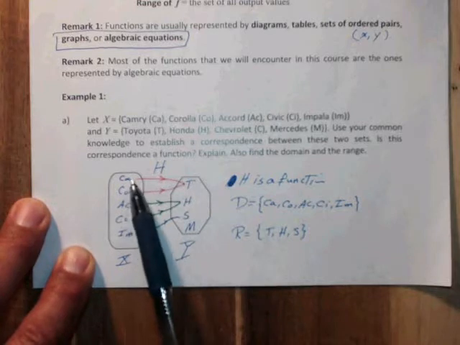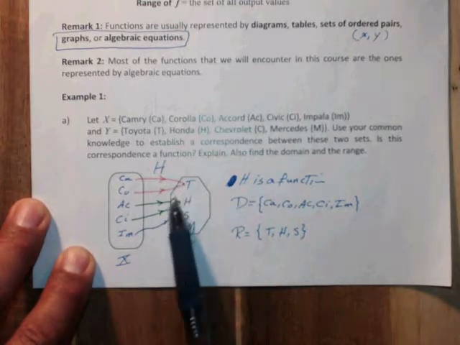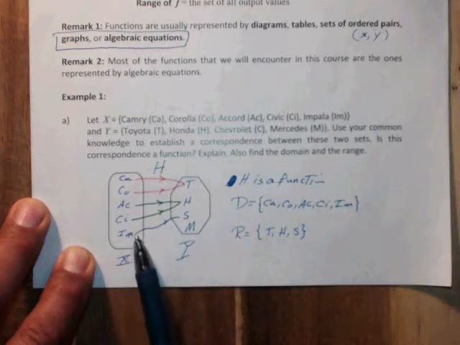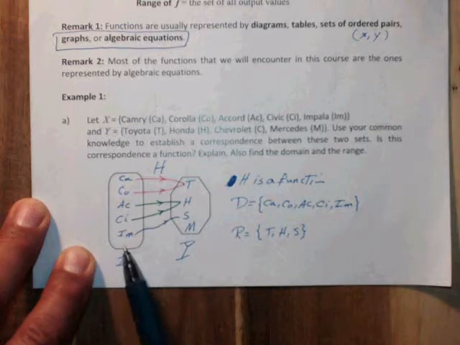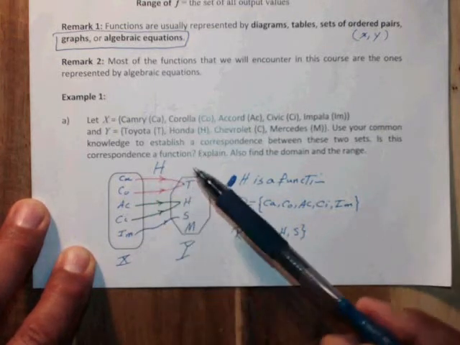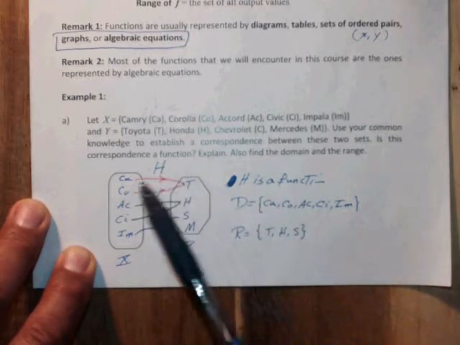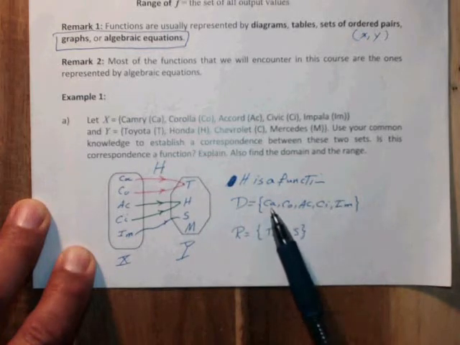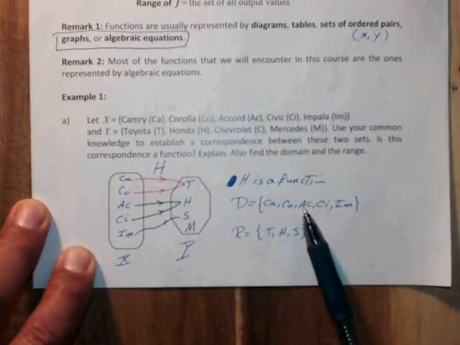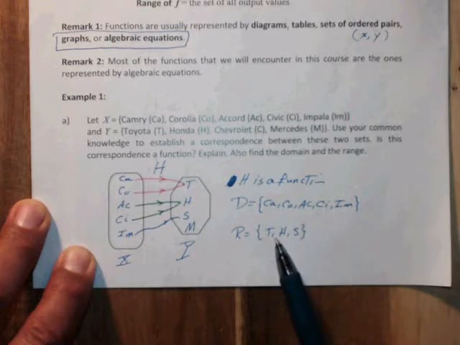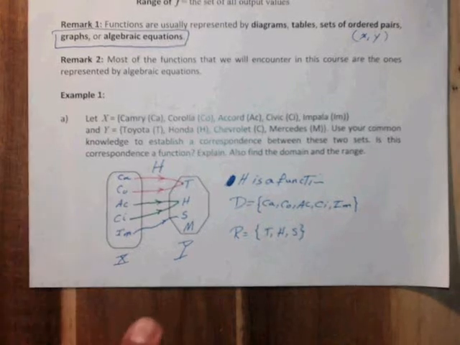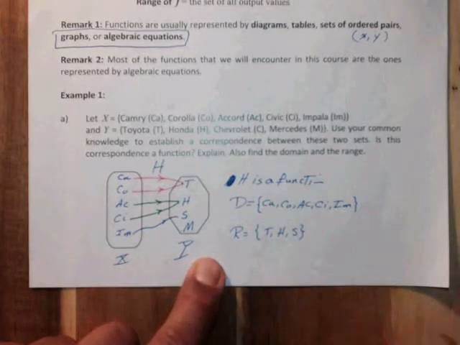Like we know that Camry and Corolla are manufactured by Toyota, Accord and Civic are manufactured by Honda, and Impala is manufactured by Chevrolet. So I don't have any cars here manufactured by Mercedes. So based on the definition, all these assignments are unique. So if I call this relationship H, H is a function. And the domain is Camry, Corolla, Accord, Civic, Impala, and the range is Toyota, Honda, and Chevrolet. We have a couple more examples coming up on the next page.